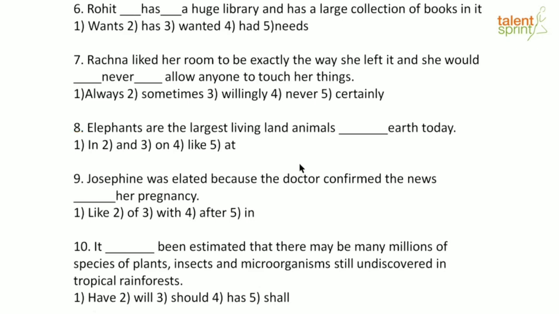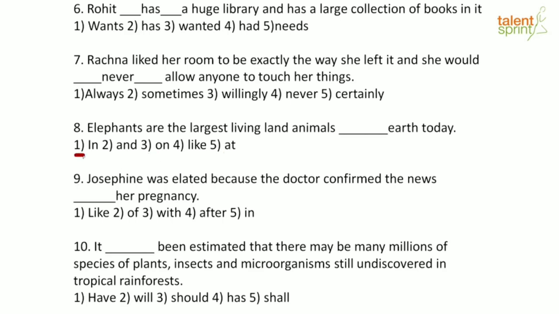Moving on to our 8th sentence. Elephants are the largest living land animals dash earth today. Let's look at our options. Option 1 in, option 2 and, option 3 on, option 4 like, and option 5 at. So we have a mix of prepositions and a conjunction as options. So let's look at what would be the right fit. We're talking about these land animals present on the surface of the earth, right? So on the surface of, the preposition that gives you that meaning is option 3, on, right?